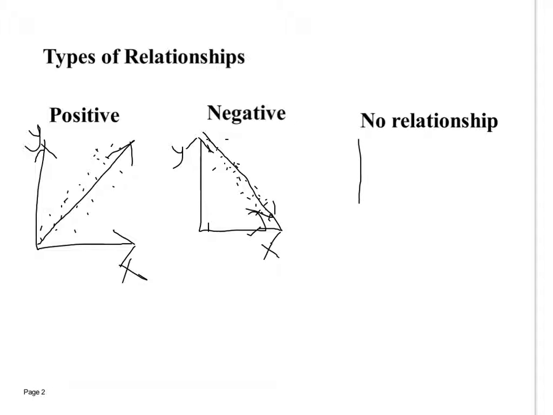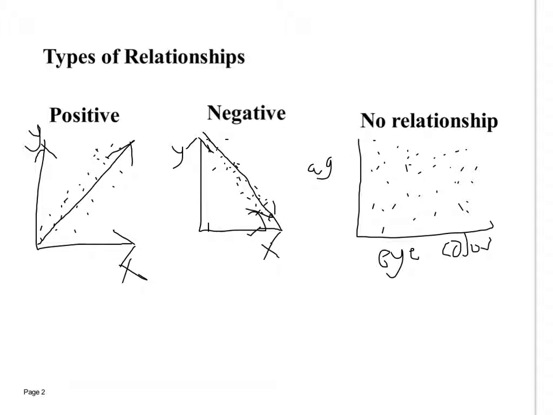No relationship. There is no pattern here. It would be maybe eye color versus age. Does your eye color affect your age? No. So there's no discernible pattern there. Any questions on positive, negative, or no?